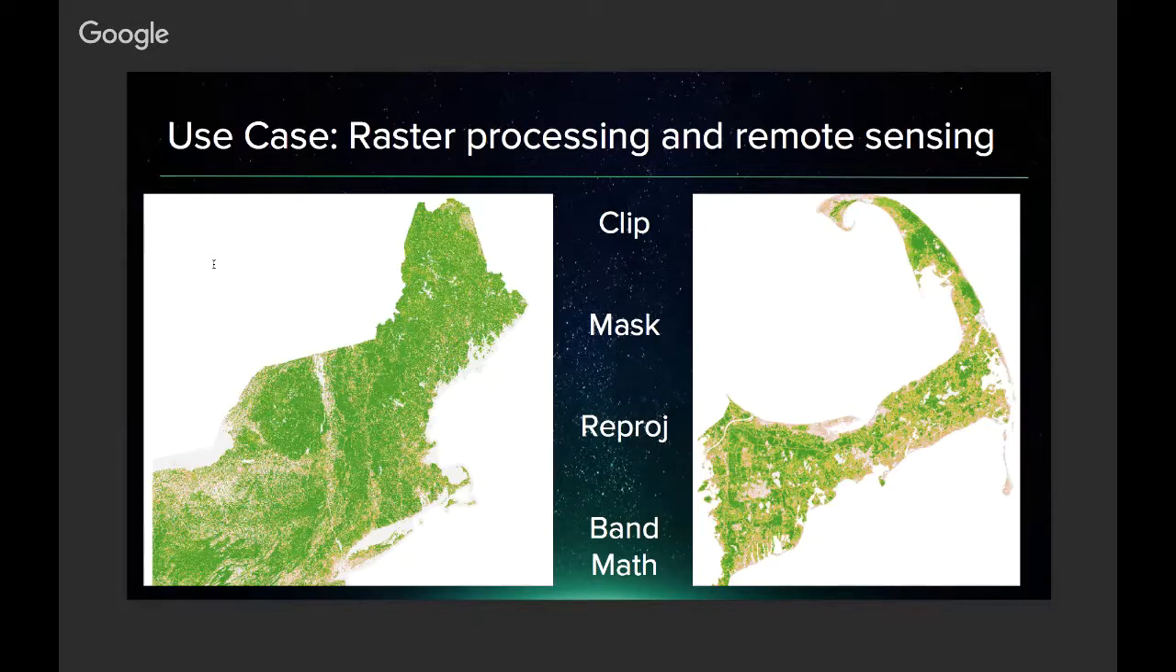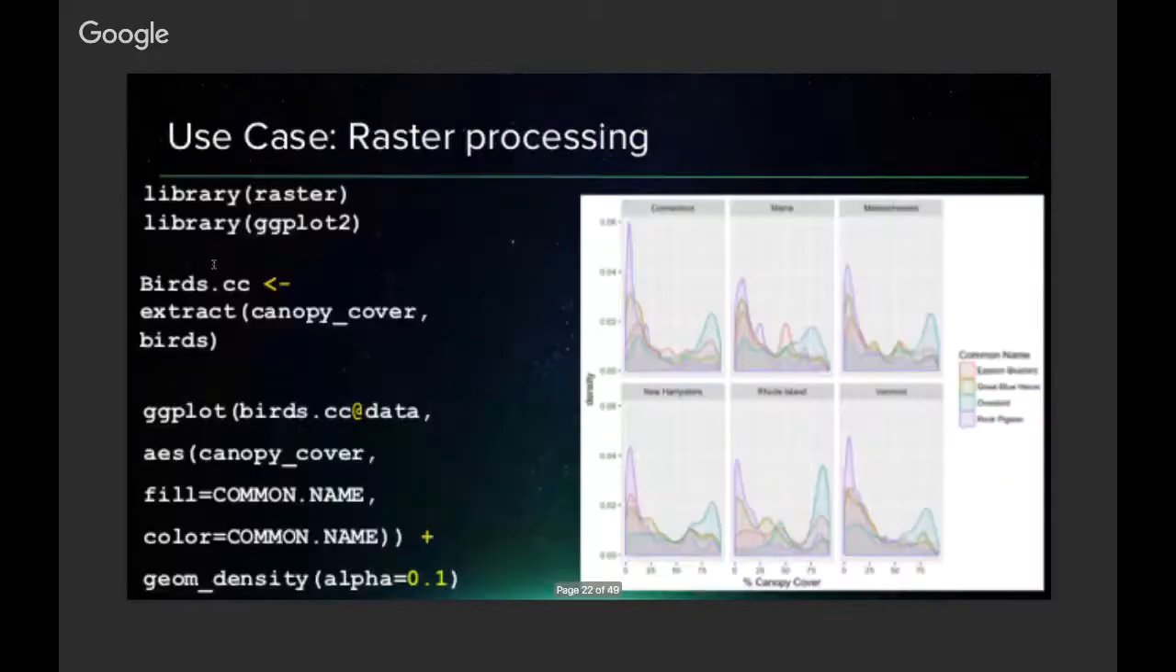Raster processing, near and dear to my heart. Do any of you work with rasters? Oh, good. Okay, so you can do any of the things that you do normally with rasters using GDAL or QGIS or ArcGIS or Imagine or ENVI. And maybe not everything, but a lot of things. Clipping, masking, reprojecting, band math. You can make new vegetation indices, which is what I'm working on now and is super fun.